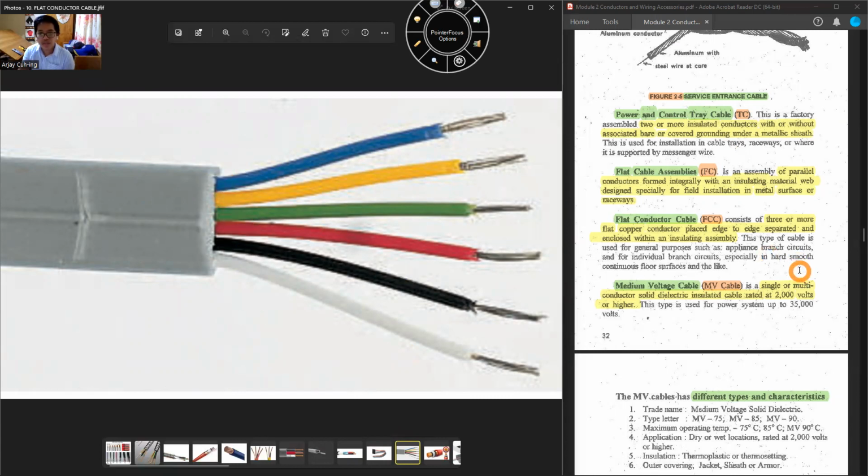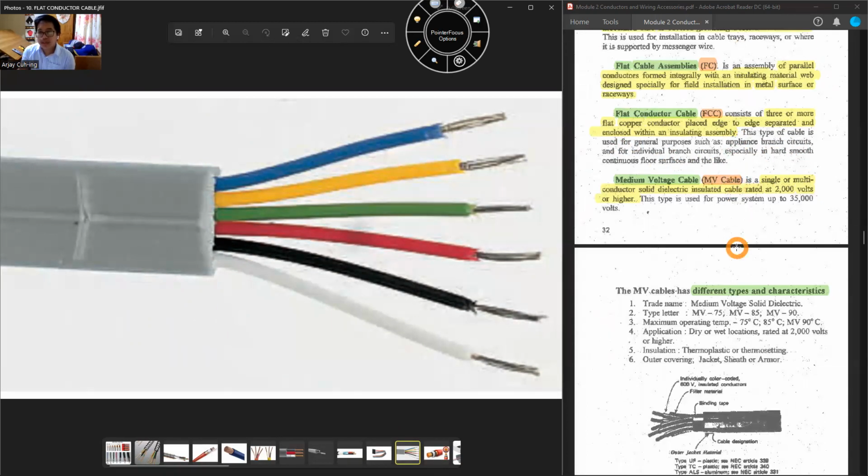So, this is used class for general purposes. So, appliance wire circuit, dual wire circuits, tapos yung hard, smooth, continuous floor surfaces and the like. Ayan, dun sa smooth floors. Parang more or less parang thinner kaya siya class. Para hindi siya bulky pag linagay mo siya sa floor. Okay. Lastly, class, meron tayong tinatawag na medium voltage cable.